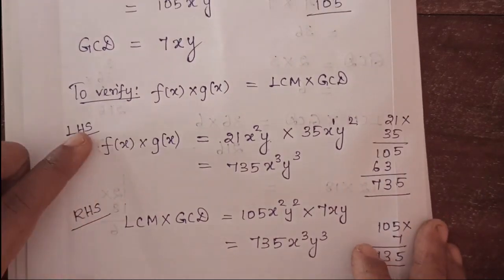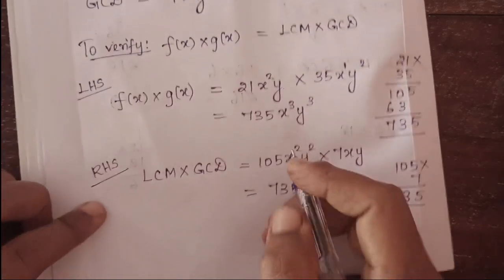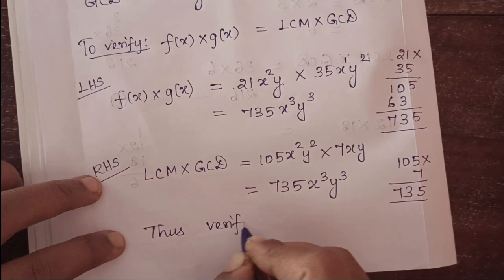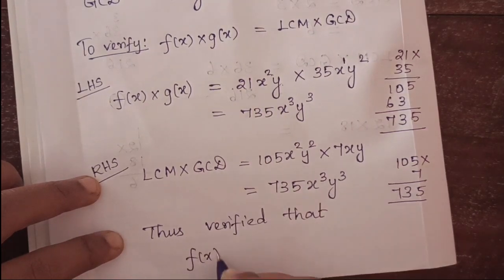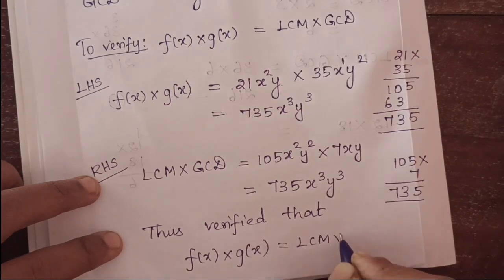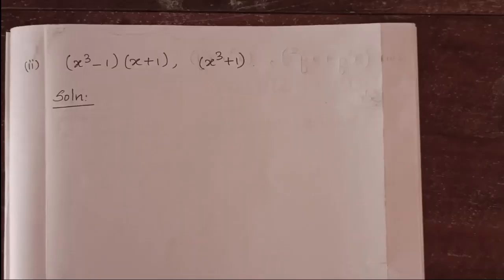Now check the answer. LHS and RHS, we are getting the same answer. So thus verified that f of x into g of x equals LCM into GCD. That's all for the first question.